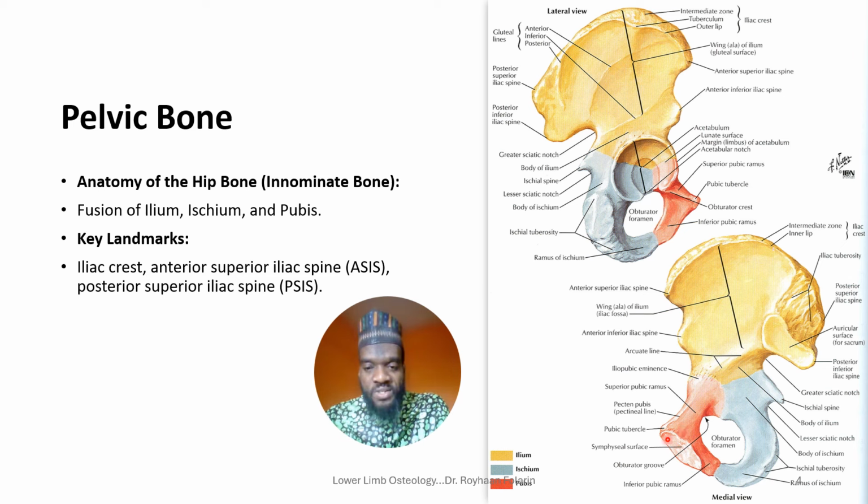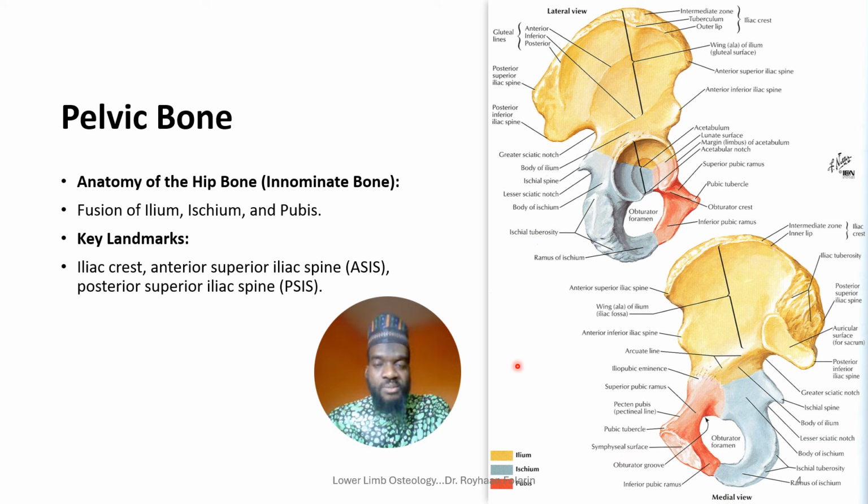This pubic symphysis therefore has a surface for its attachment on the right and the left pubic bone. So here is the surface for the pubic symphysis, and it's known as the symphysial surface. So with this, we appreciate better the landmarks on the pelvic bone.